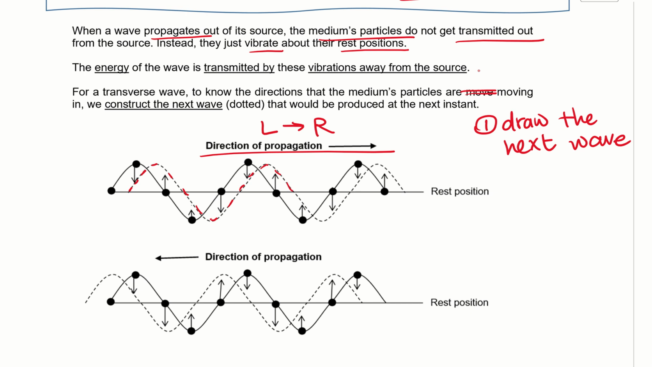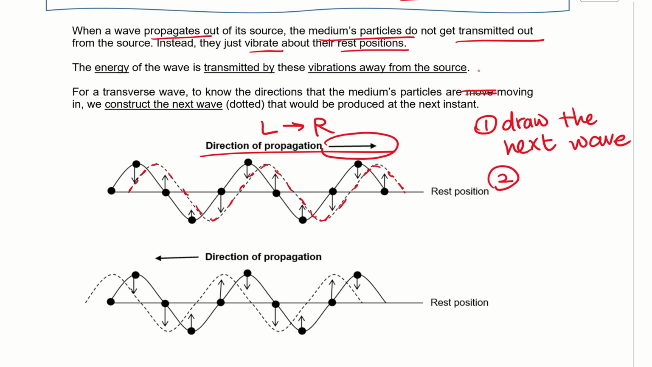So the question is, will the wave always be moving from left to right? It depends on the question. Sometimes it may go from right to left, or it can go from left to right. So the question will specify. After you have drawn the next wave, just slightly to the right of it.